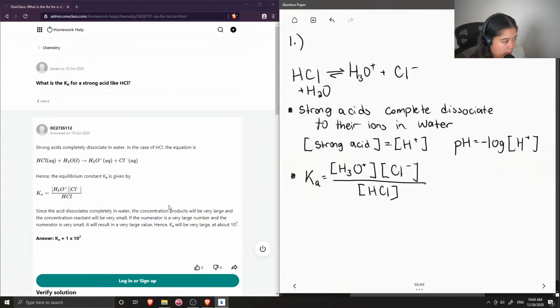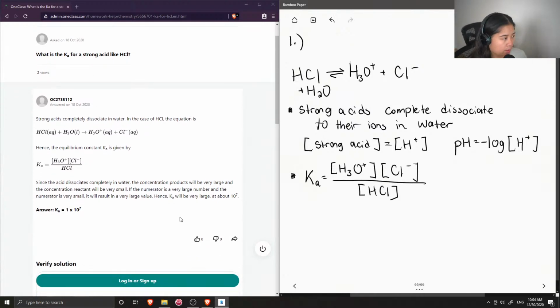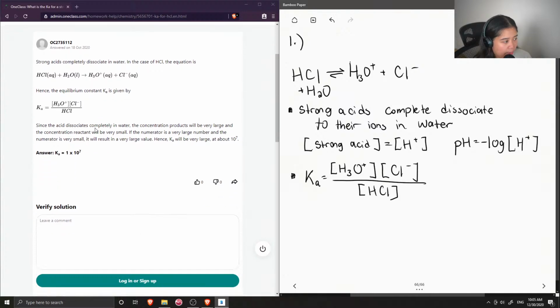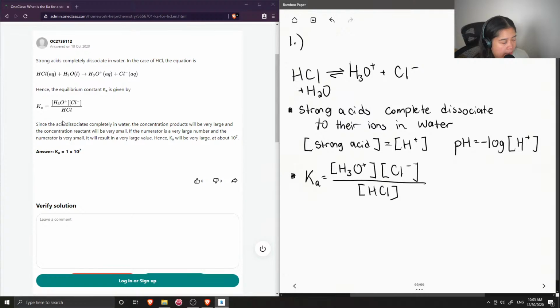Okay, so let's see what the junior tutor said. Strong acids completely dissociate in water. In the case of HCl, the equation is HCl plus H2O makes H3O plus and chlorine. Hence, the equilibrium constant Ka is given by H3O plus concentration times the Cl minus concentration divided by concentration of HCl.